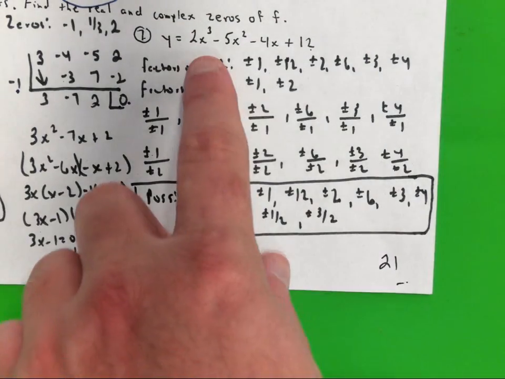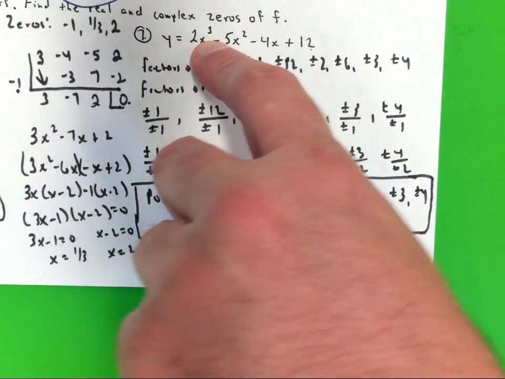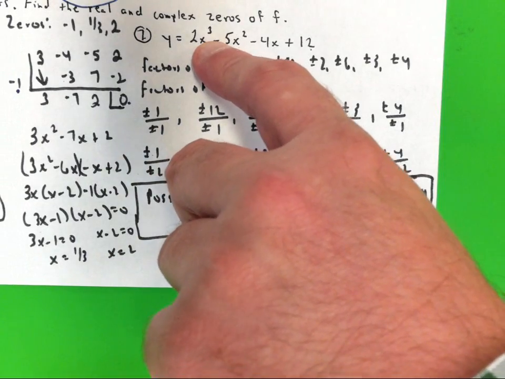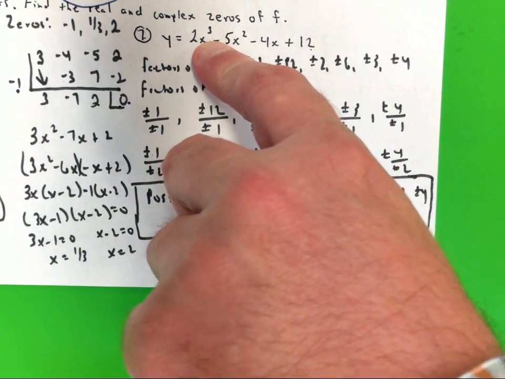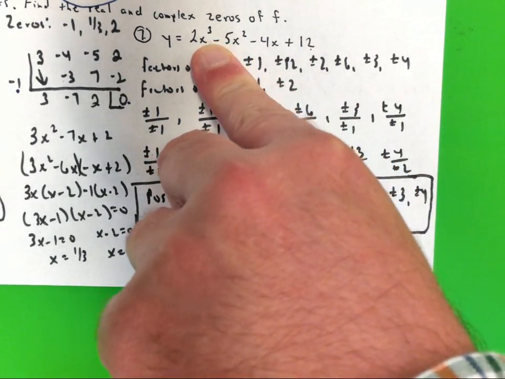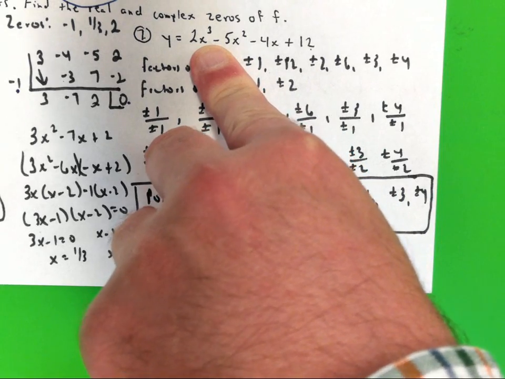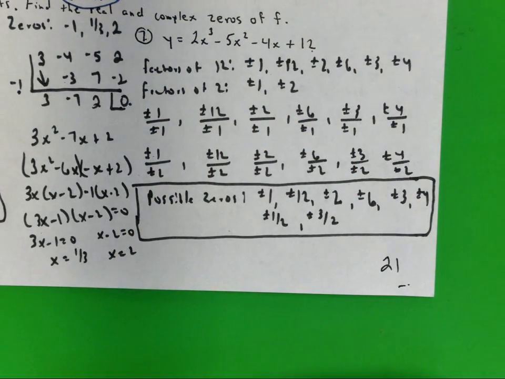What degree is this? 3. So how many times we know we're going to have to do synthetic division? Once. Because after that once, we're going to have it in what form? Quadratic. And we can work with a quadratic, can't we? Okay, so get your calculator out and let's graph that.